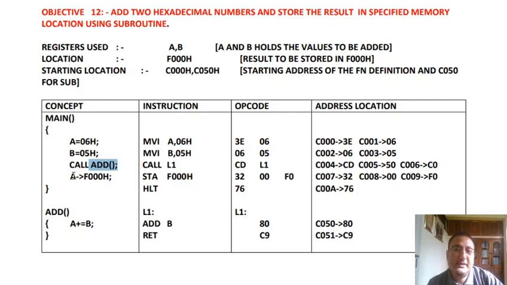So call add. Then the content of A is stored in F000H, right? Okay. So in add, what we have is A plus equals B. That means the content of B is added to A, and the result is stored in A. Now, one of the observations that you must have also made is that whenever you are invoking the function add, neither are you passing any parameter nor receiving any parameter, but what you're doing is storing the result that is there in A to F000H, right?